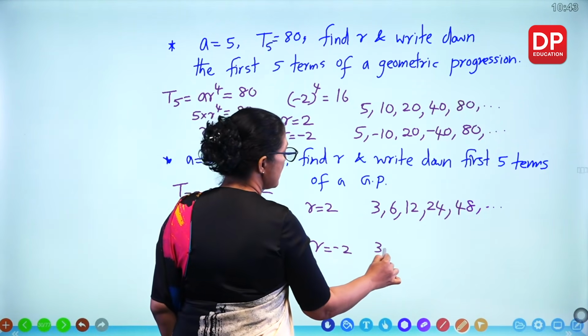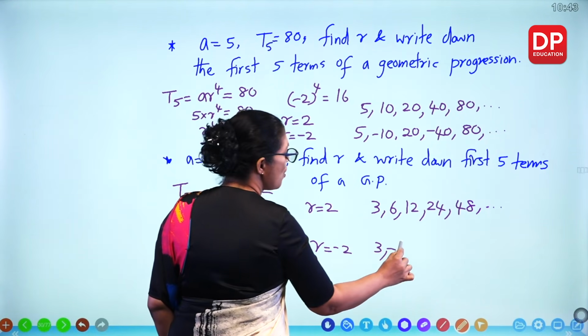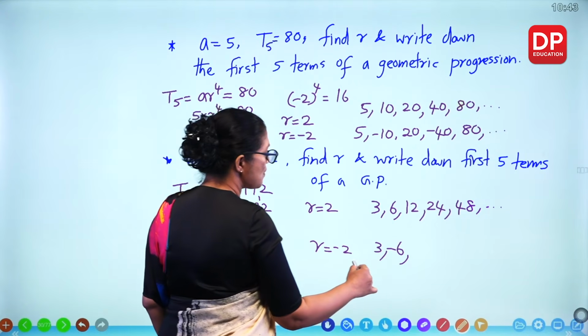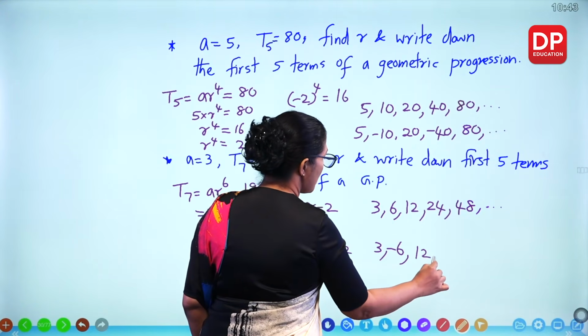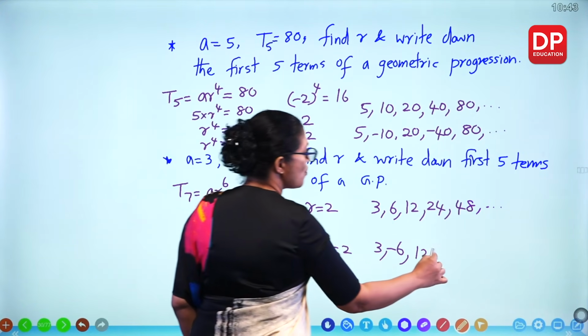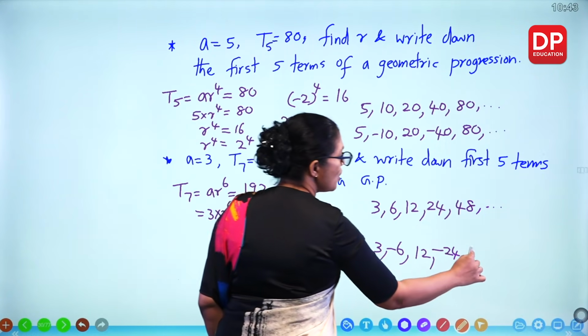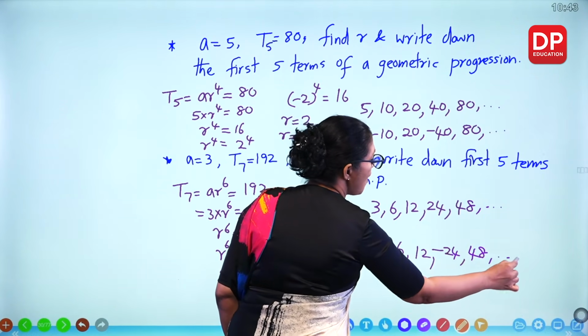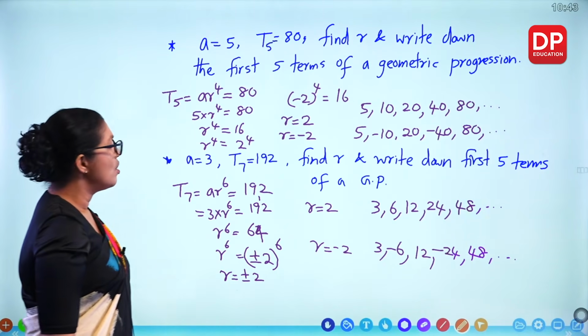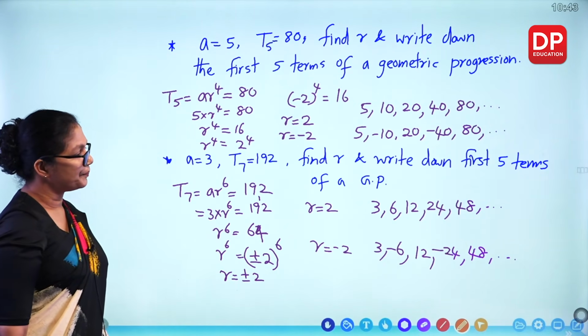If it's negative 2, what's the sequence? Starting from 3. 3 times minus 2, minus 6. Minus 6 times minus 2, plus 12. Plus 12 times minus 2, minus 24. Minus 24 times minus 2, you get a positive fifth term.